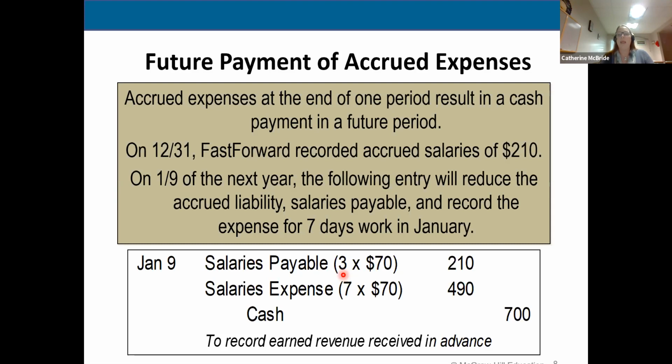So when we pay the payroll, we're going to reduce the liability for December, and then we're going to record the expense for January. These are the 7 days in January. So we're going to record the salary expense for 7 days in January. So our payroll is going to be $700. 210 of it reduces our payable. 490 of it records the expense.